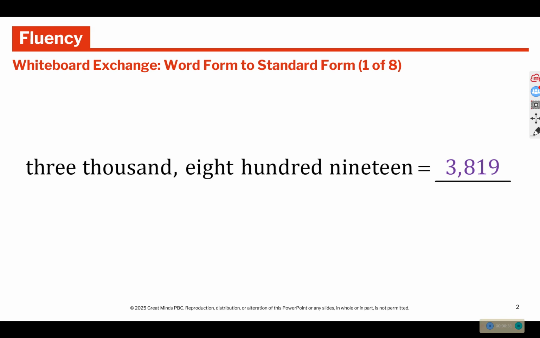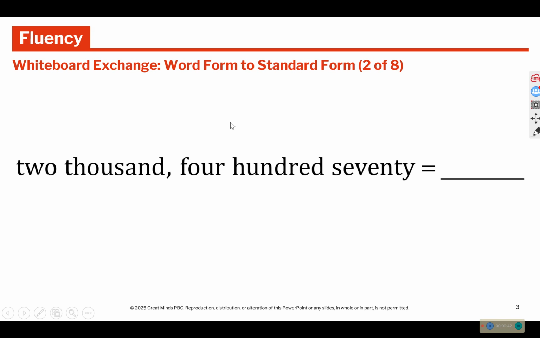Here's the first example, 3,819. So you're going to fill in the blanks to answer these questions. 2,470. Write the number in standard form. Are you ready? We're going to check our work in 3, 2, 1.